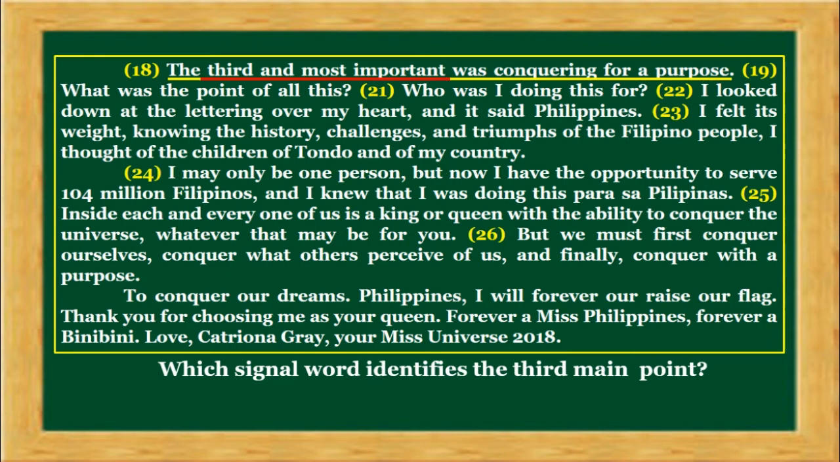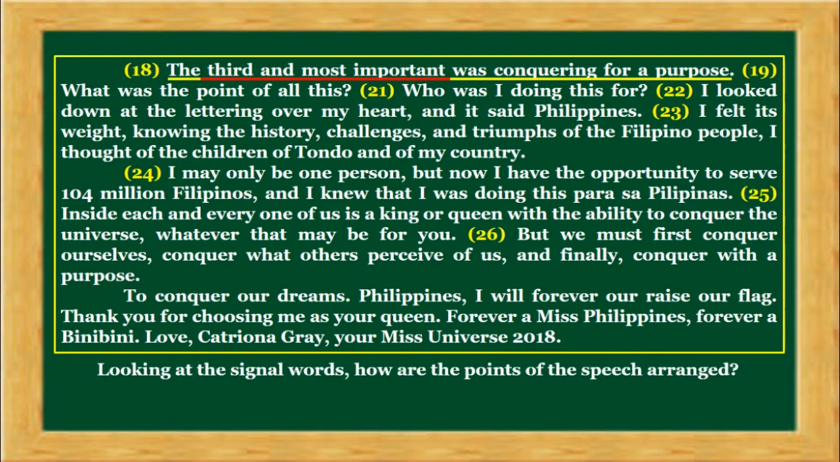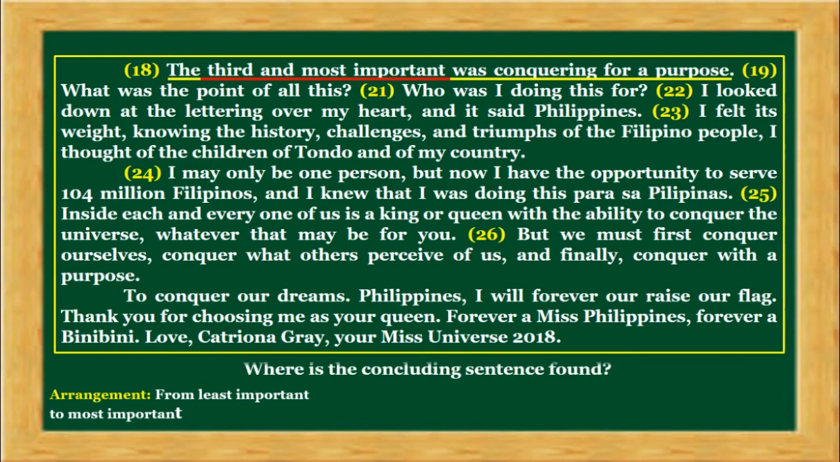Looking at the signal words, how are the main points of the speech arranged? The main points of the speech are arranged from the least important point to the most important point. Where is the clinching sentence located? The clinching sentence is found in sentence number 26. But we must first conquer ourselves, conquer what others perceive of us, and finally, conquer with a purpose.